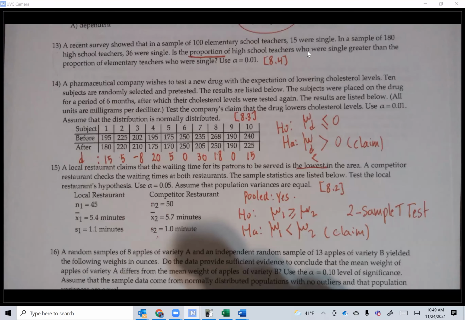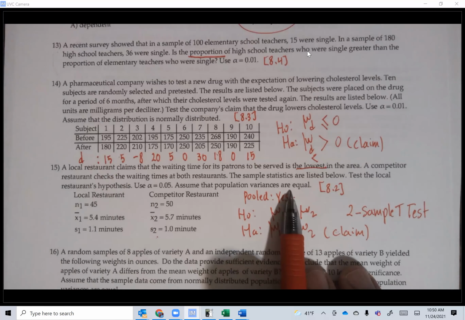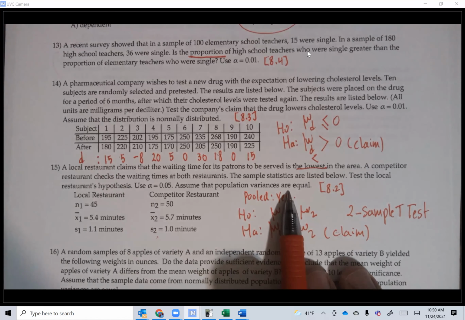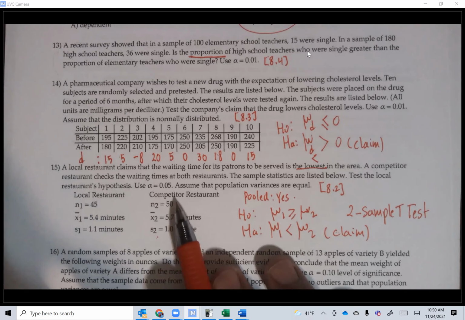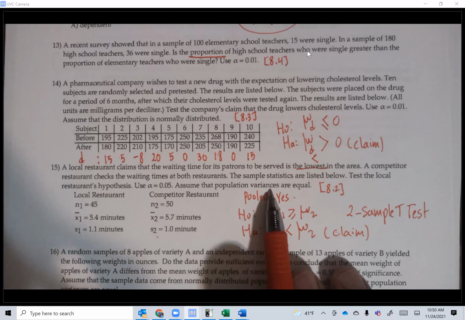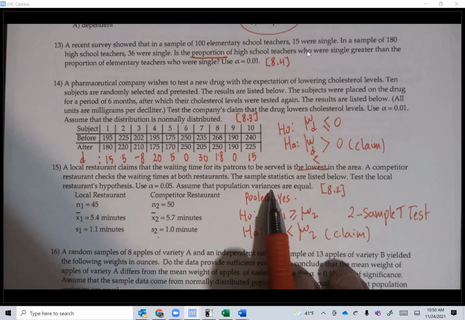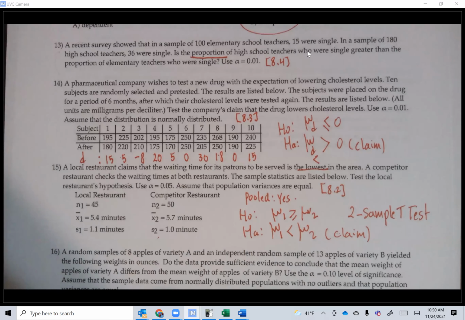You see what it says here? Assume population variances are equal. If you see this statement, then pooled is yes. If he says assume population variances are not equal, then your pooled is no. Okay, thank you. That's the language.